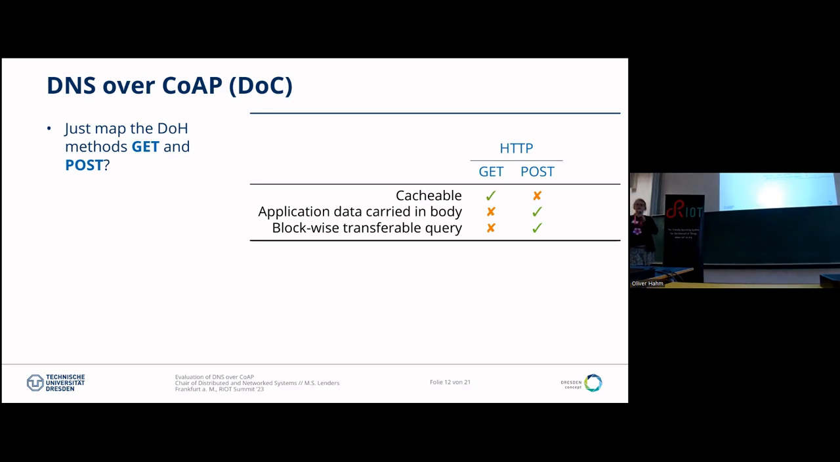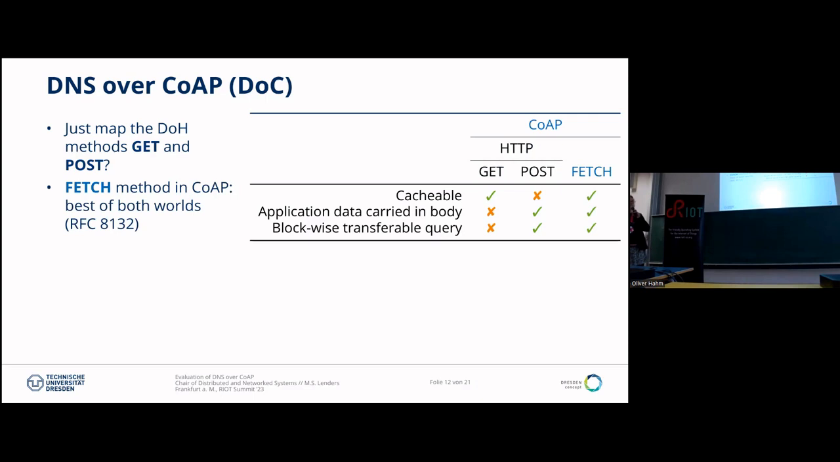any data in a query, in a URL query. That means you have to encode it in the URL. That means you can't carry it in the body. That means you can't use blockwise transfer for the query. So we wanted to use CoAP because of the blockwise transfer. So that's that.